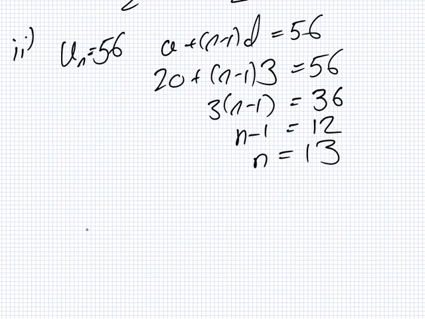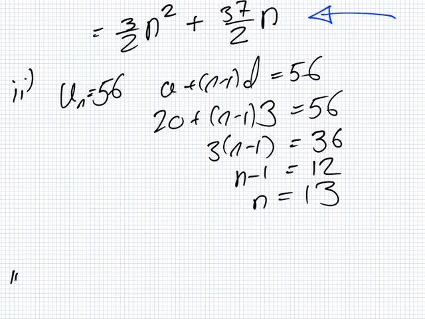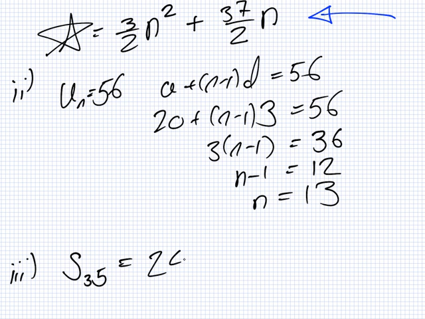Can I do the next part? Part 3 is how many bags were left after 35 weeks. So we need S35. Look, I have the formula right here. If I just simply put in 35, we get 2485.